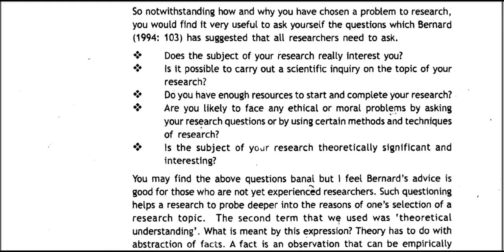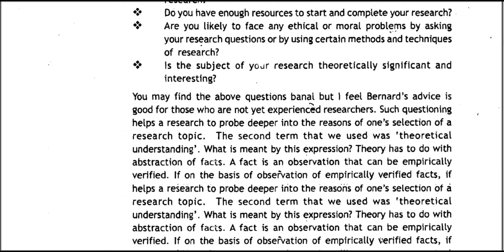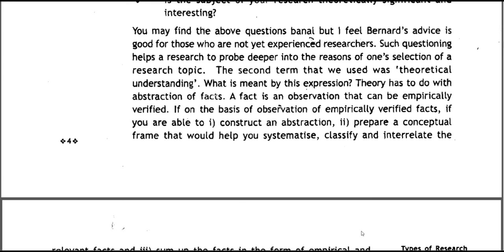The second term that we used was a theoretical understanding. What is meant by this expression? Theory has to do with abstraction of facts. A fact is an observation that can be empirically verified.